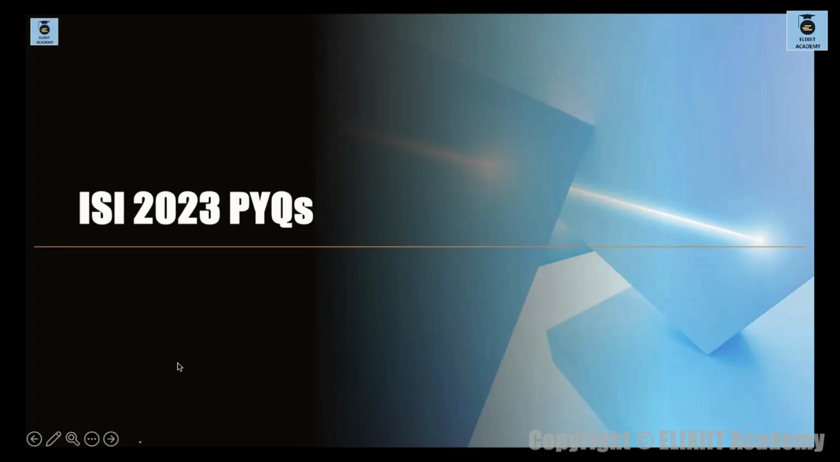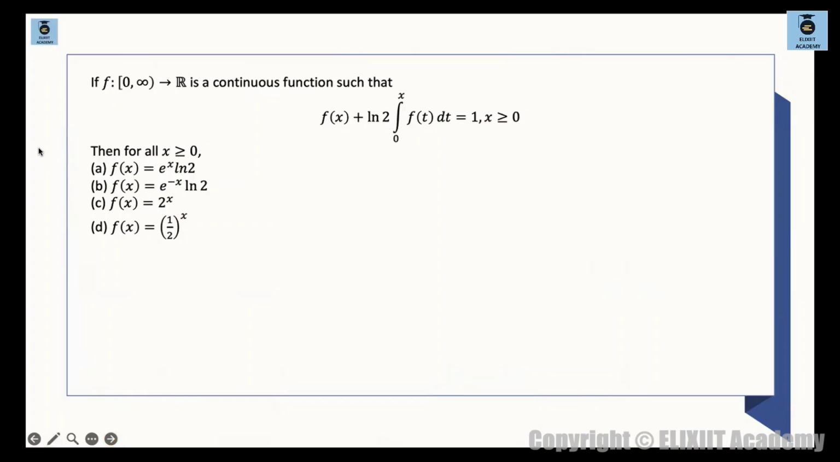Okay, next we move on to 2023 PYQs. Here we have the first question, which says that if f is a function which is defined from 0 to infinity to R, it's a continuous function such that this relation is given, then for all x greater than or equal to 0, we have to find the function. So basically we need to solve this differential equation given.